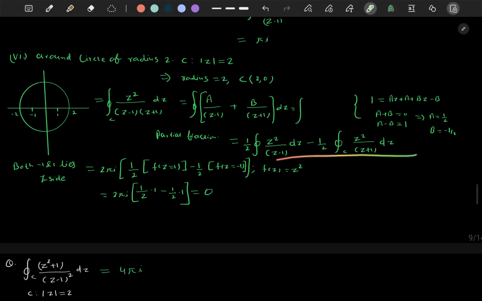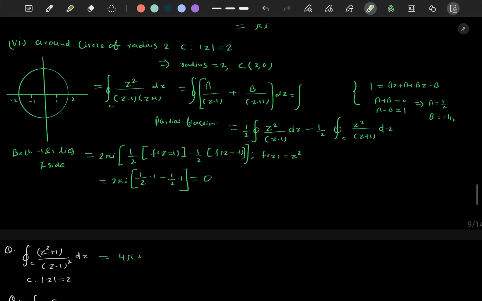Simply put it in the integration, and you can see 2 pi iota into f of z equal to 1. Now we have two different functions. Both the points minus 1 and plus 1 are lying outside the closed contour C. If these are lying inside the closed contour C, then what will you do? But our function is simply the same, so it will be 0.